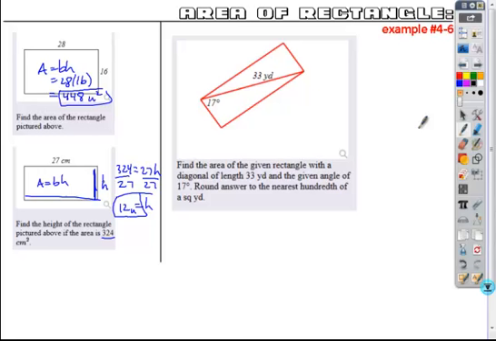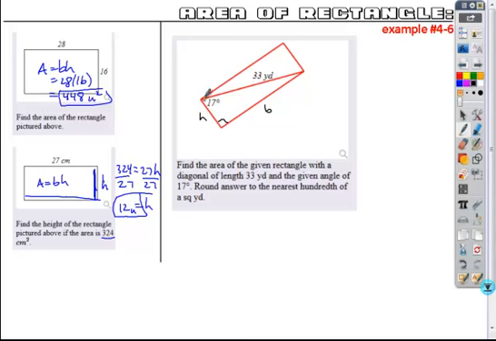So looking at this problem, you're dealing with a rectangle. You're told that it has a diagonal of 33 and a given angle of 17 degrees, and you want to find its area. So the area is going to be the base times the height. And so the base and height are the legs of this right triangle formed from our diagonal.